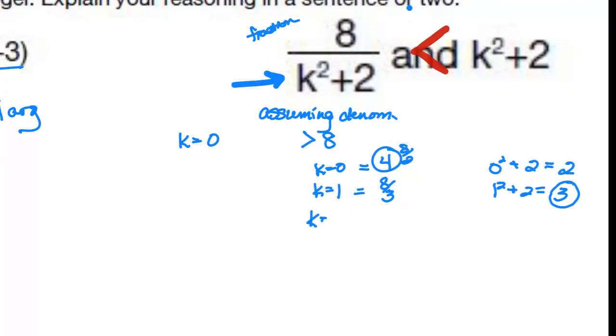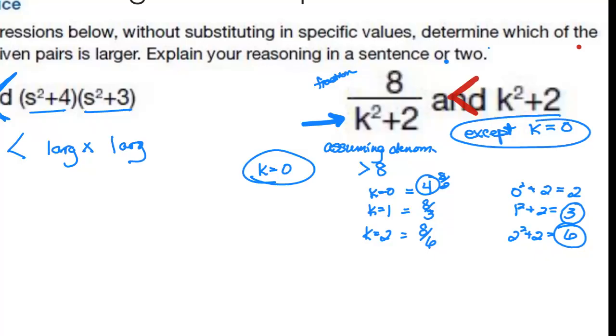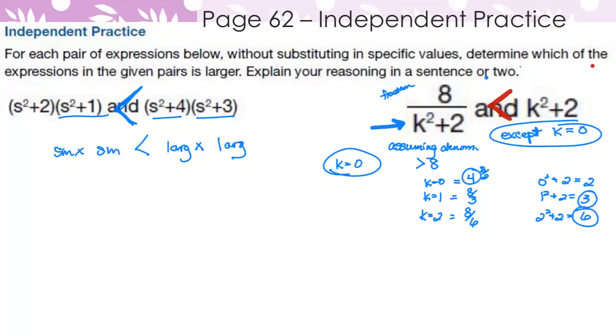So what if k was equal to 2? 2 squared is 4. 4 plus 2 is 6. That gives me 8/6. Over here, when k is equal to 2, we get 2 squared plus 2, which is 6, which is larger over here. So yes, most of the time, except when k is equal to 0, this side is always going to be larger. And you might make that note, except when k is equal to 0. Okay? All right. Questions on that independent practice?